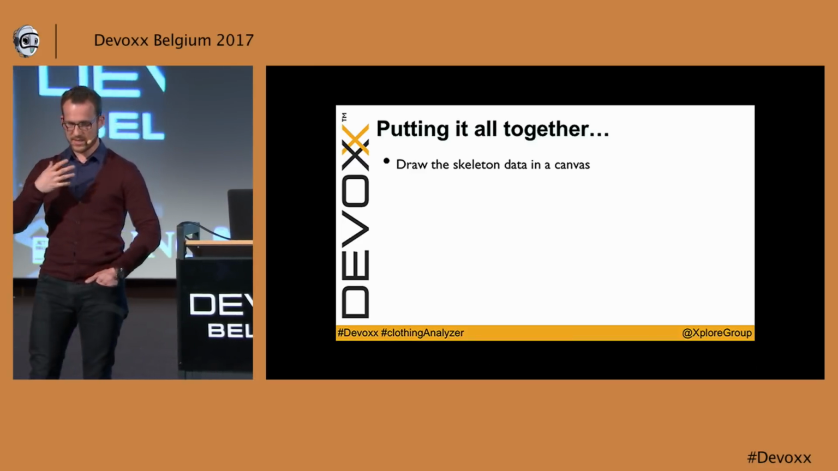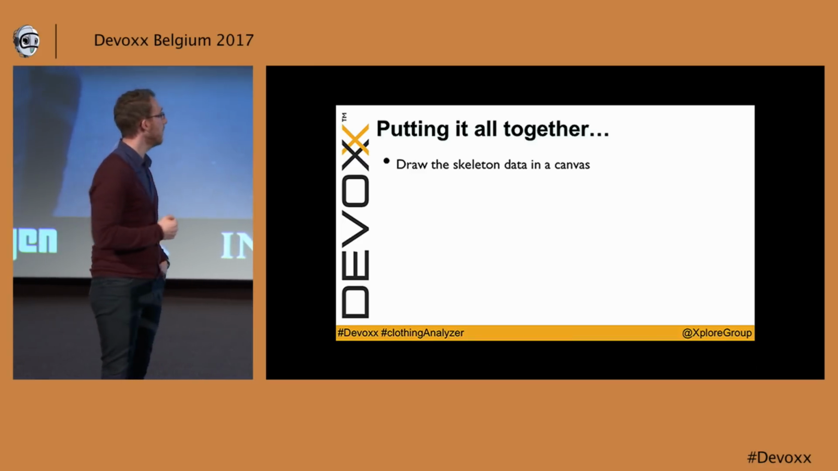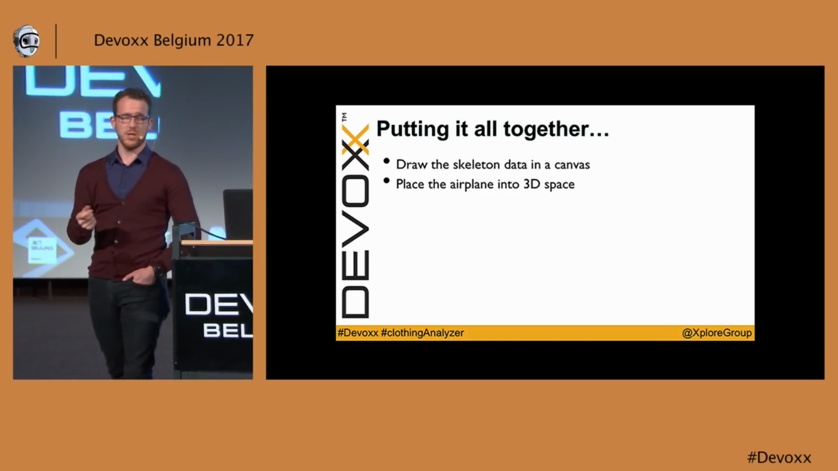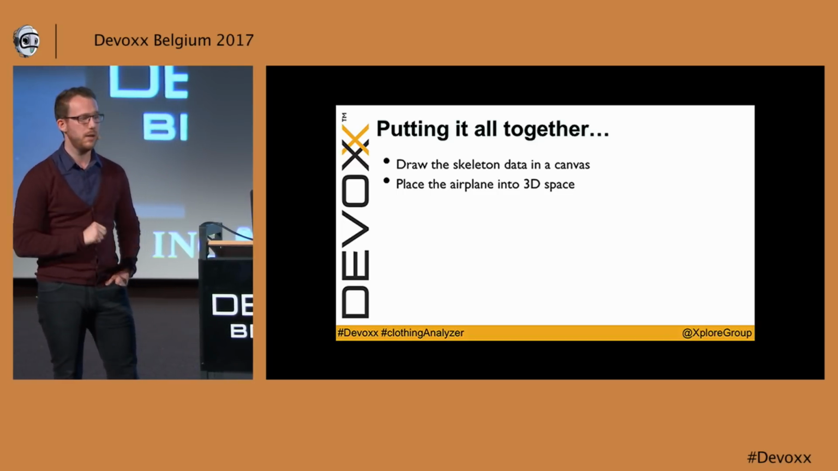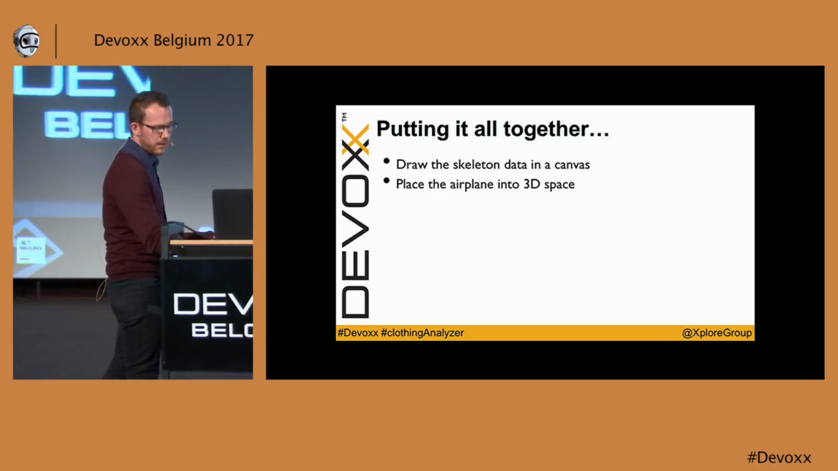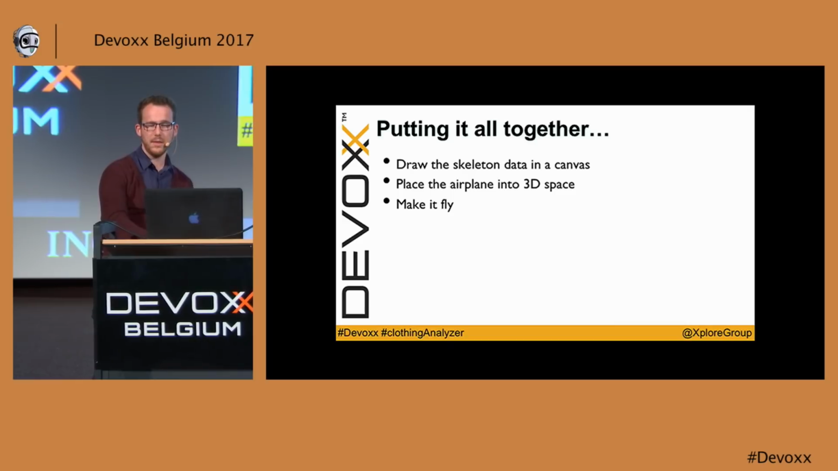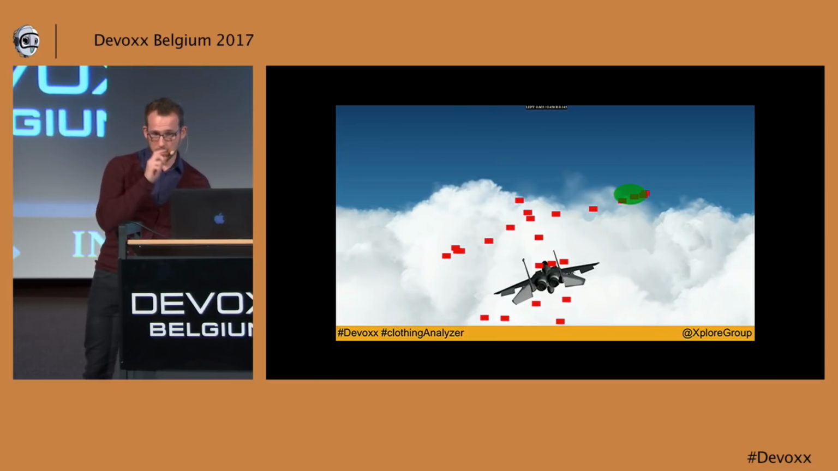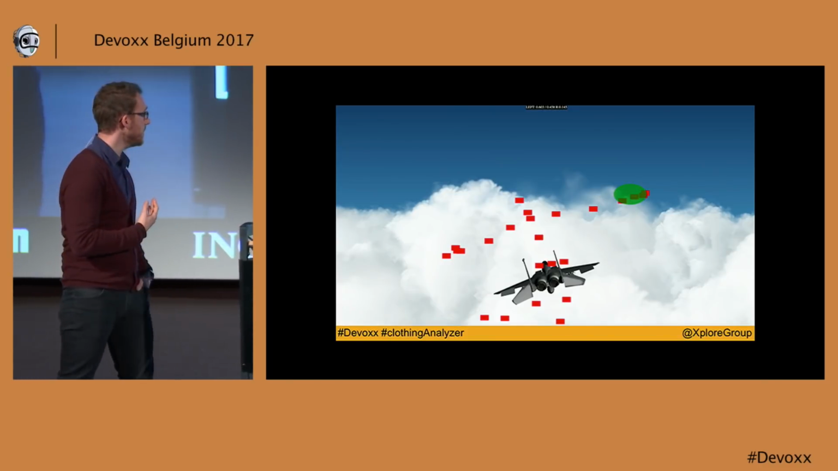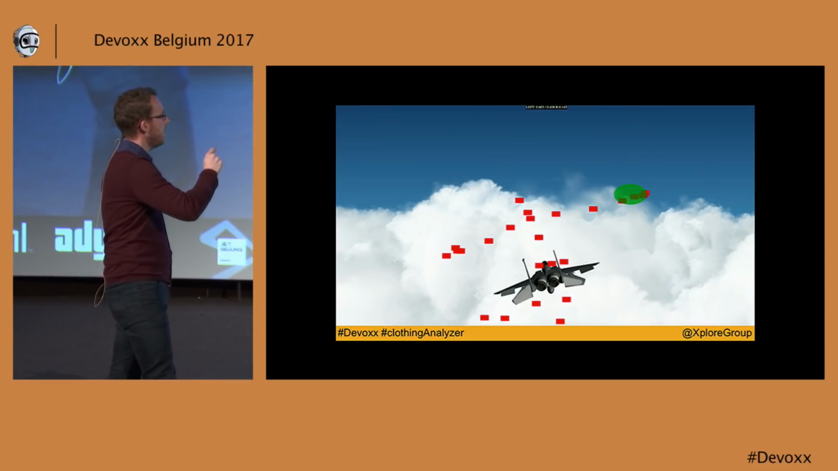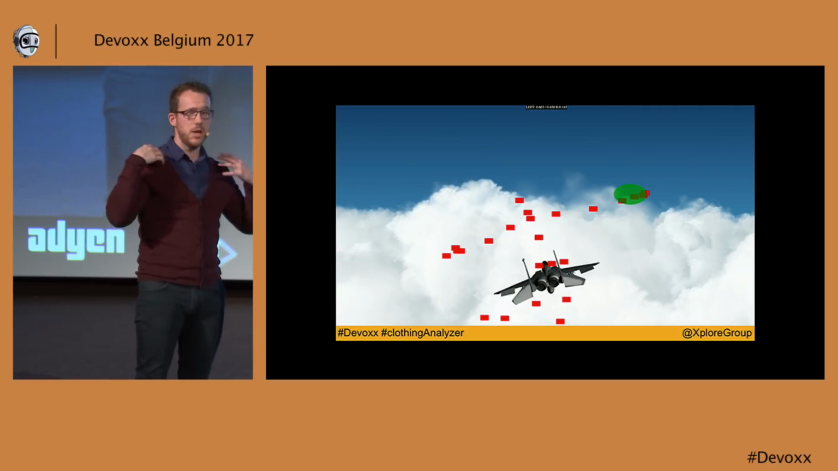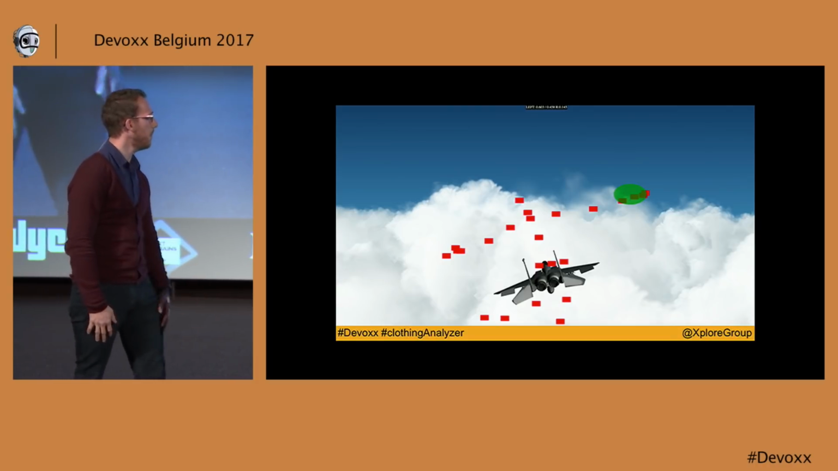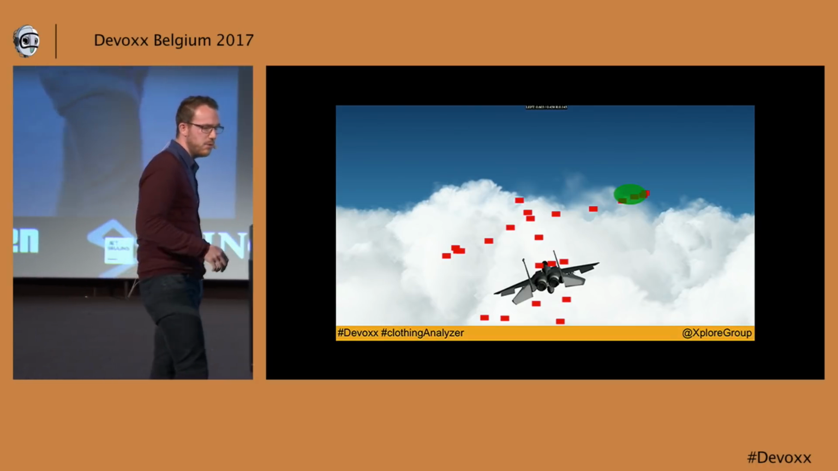I had to draw myself as a skeleton on a canvas, all right? Next, I had to place an airplane into 3D space. I just downloaded an object of a little airplane somewhere, placed it in there, and if it showed up, I was already happy. And then I had to make it fly. Those were the 3 steps. So this is what it looked like. As you can see, this is skeleton data. Every red block is my head, my shoulders, my upper torso, my waist, my hands, my legs. My feet are not in there because they're not important at this moment.